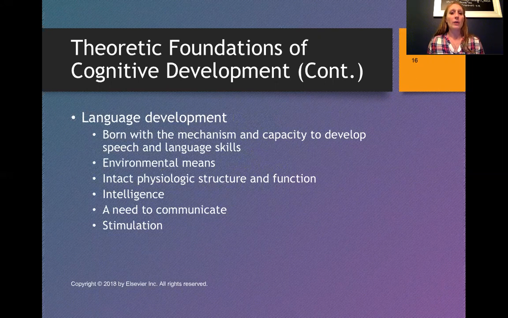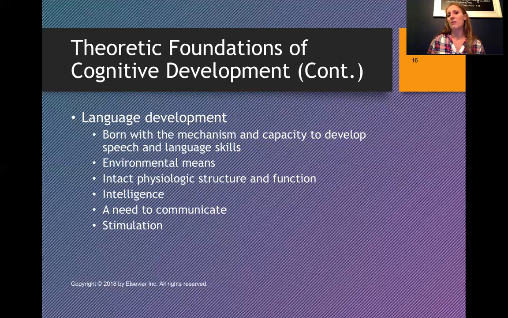So our children are always able to understand more than they're able to communicate. So we want to keep in mind that kids can understand a lot more of what we are communicating to them, but they might not be able to communicate that back. And language develops through interaction with adults. So we want to make sure that we're talking to our parents about talking to their babies, reading to their babies. All of those things are going to help with that language development.